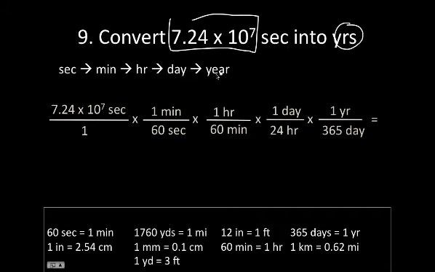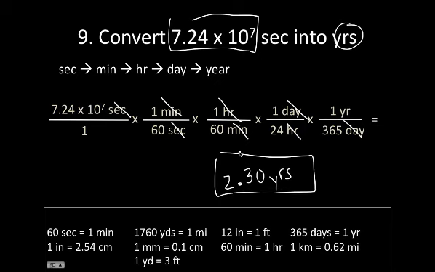All right, I'm looking to convert 7.24 times 10 to the 7 seconds into years. Here's the map that I made. I'm going to check to make sure my units cancel. Seconds cancel out, minutes cancel out, hours cancel out, days cancel out. And I'm only left with years. That's what I was looking for. And by the time you're all done, take everything on the top, multiply it. Take everything on the bottom and multiply it. Punch it onto your calculator, and you're going to get 2.30 years. And that represents your final answer.